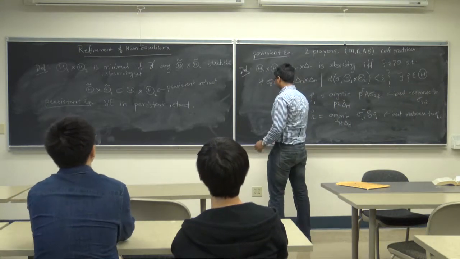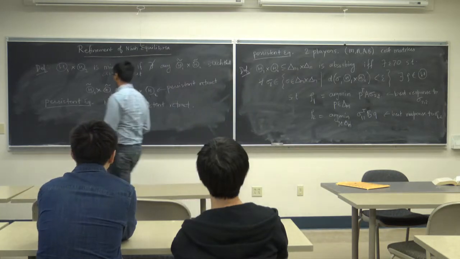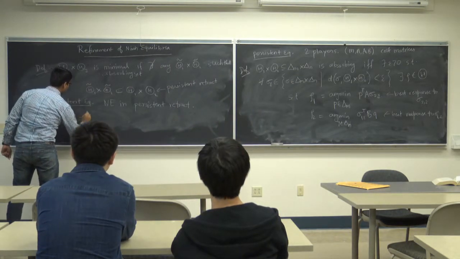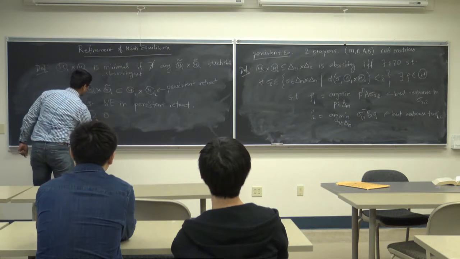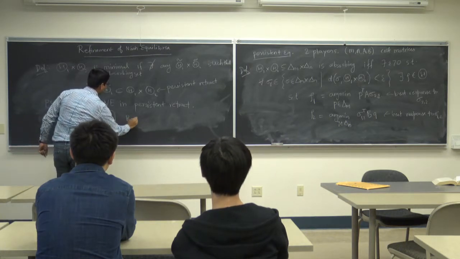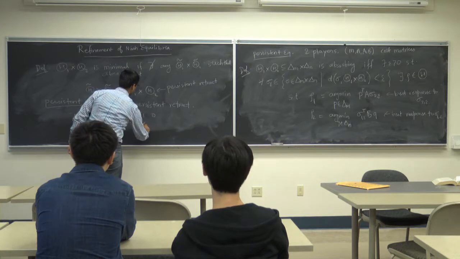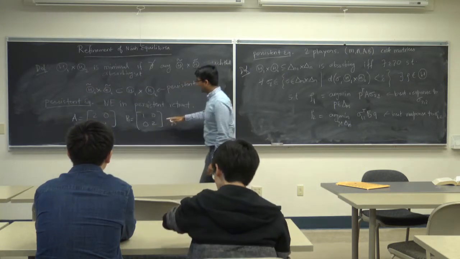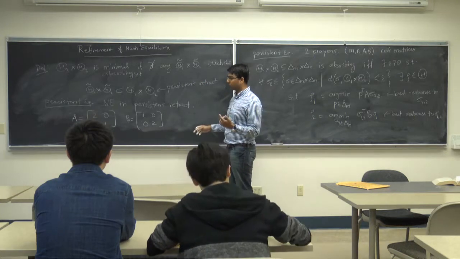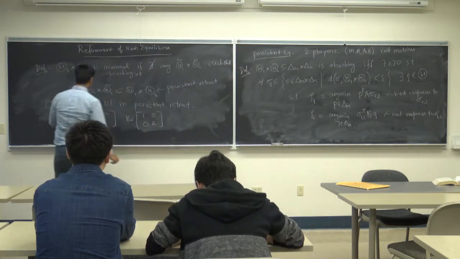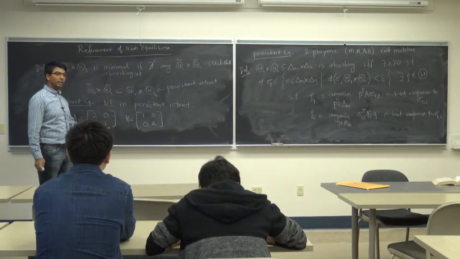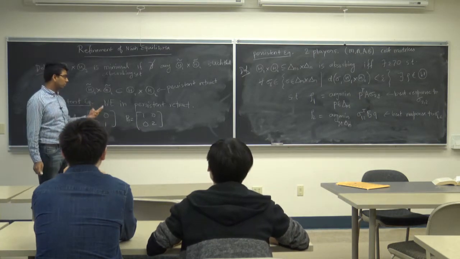So I wanted to cover the battle of the sexes example. If you remember, the payoff matrix for A was 2 0 0 1, and B was 1 0 0 2. And it has two pure strategy equilibria. The pure strategy equilibria are to go to the concert all the time or go to the football game all the time. Those are the two pure strategy equilibria.